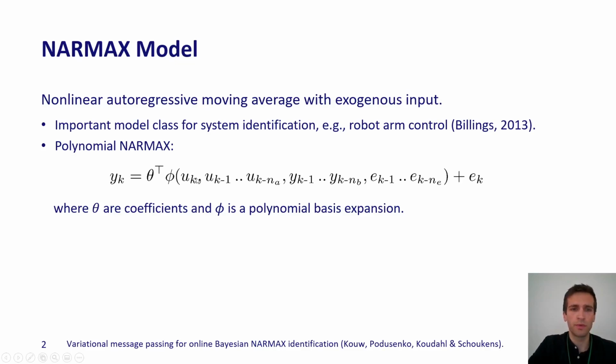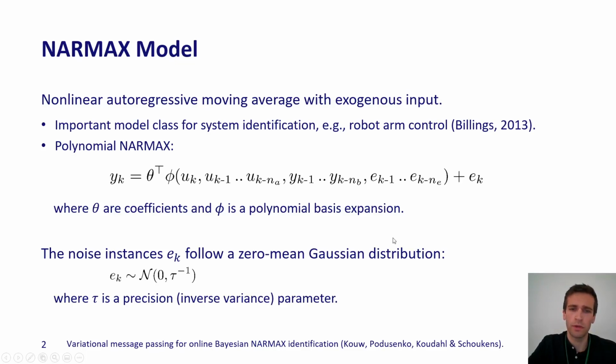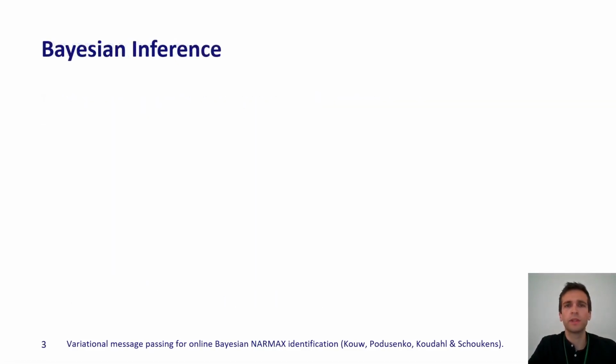How that works is that we've got a current input u_k, previous inputs, previous outputs, and previous noise instances, and we are regressing those on the current output using polynomial regression with coefficients theta and a polynomial base expansion function pi. The current noise instance, or actually all noise instances, follow a zero mean Gaussian distribution with precision parameter tau. I'm going to estimate parameters in this model using Bayesian inference.